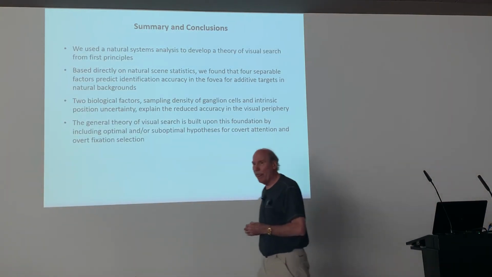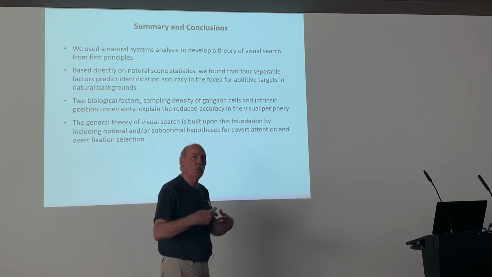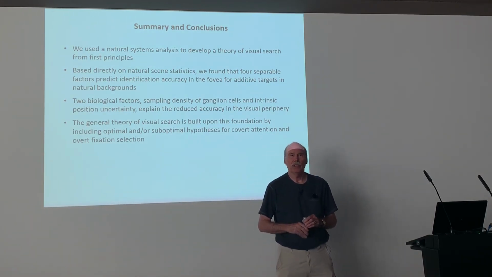Okay, so that's it. That's an attempt at starting a formal theory of search in general backgrounds. We used natural systems analysis to develop a theory of search from first principles. It's based directly on natural scene statistics. We found there were 4 separable factors that seem to predict identification accuracy in the fovea for additive targets. We can talk about that. That's a limitation. 2 biological factors: sampling density of ganglion cells, which corresponds a lot to sampling density of the cortex, and intrinsic position uncertainty, which grows with eccentricity. And so we're trying to build a general theory that's built on this foundation by including optimal and suboptimal hypotheses about how things are pooled and how fixations are selected. And obviously it's a work in progress. Thanks.